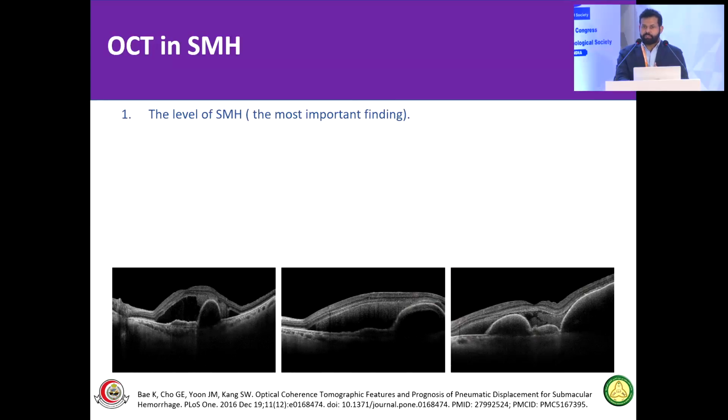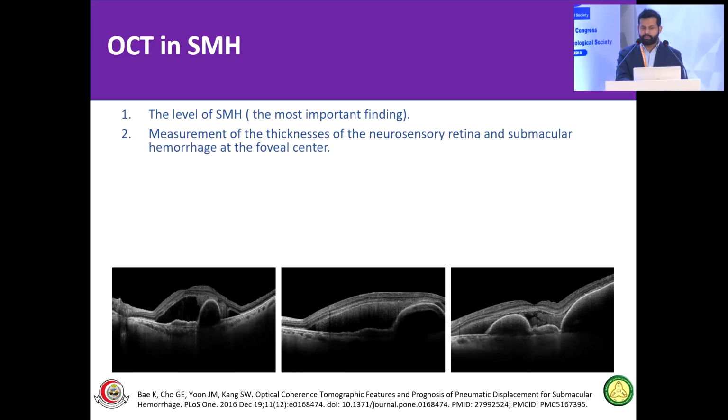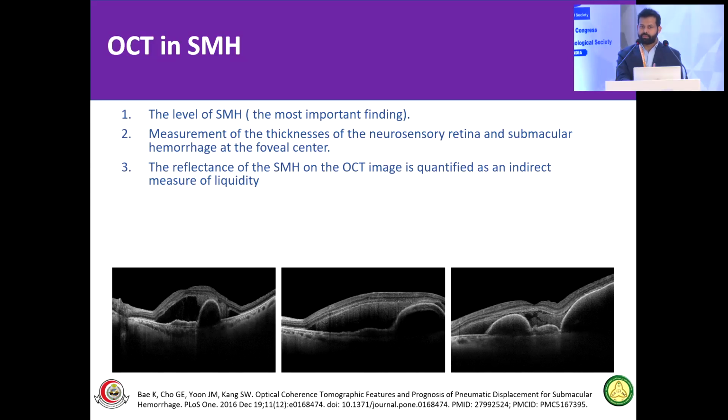There are a few things that you need to look for in the OCT. There are four things that are very important. The most important one is the level of the submacular hemorrhage, whether it's centered in the fovea or away from it. The second thing is the measurement of the thickness. Again, we mentioned that it's around 400 microns. The third thing is the reflectivity.